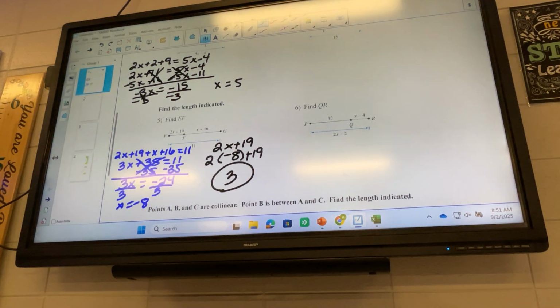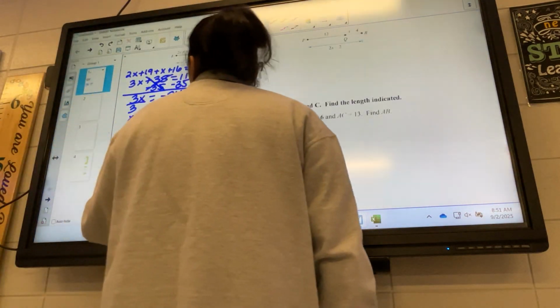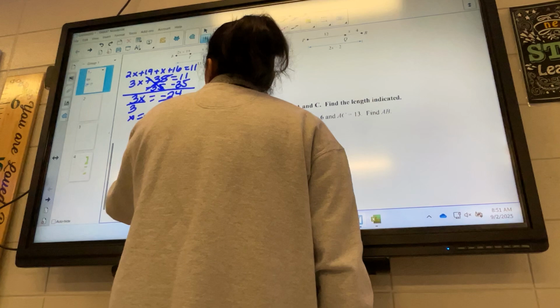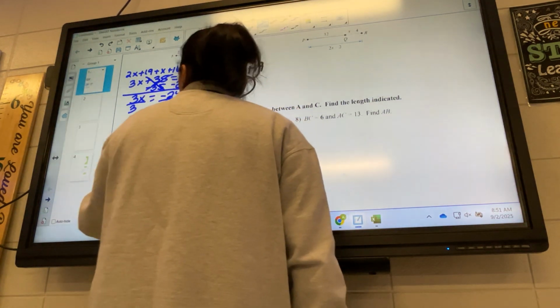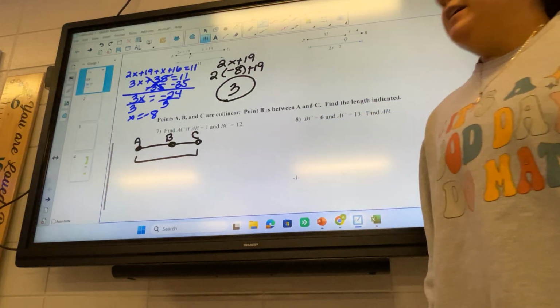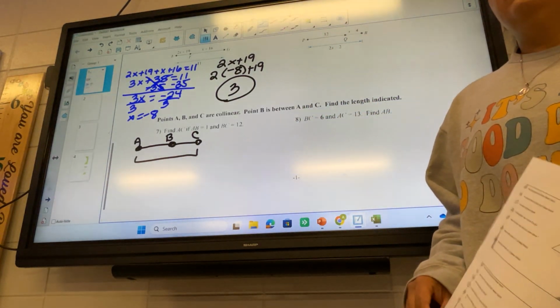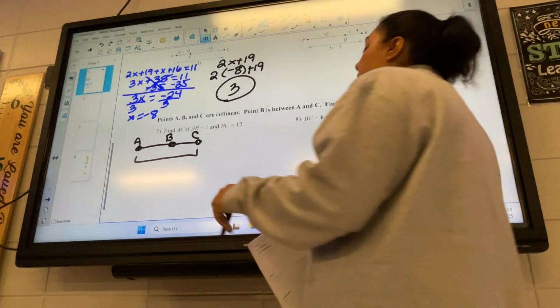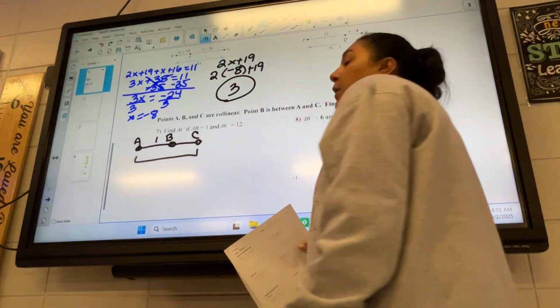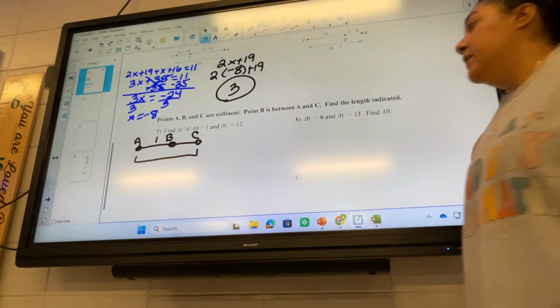Okay, number 7, these all use the same picture. Okay, and so it goes A, B, C. If A, B is 1 and B, C is 12, it wants us to find A, C. Okay, so we just got to kind of fill in. If A, B is 1, where's that one going to go? The little left, little right, or the big at the bottom? The little left. BC is 12. Where is that? That is the right one.